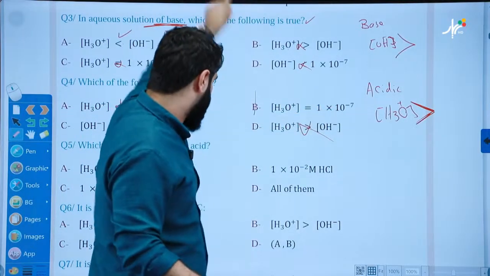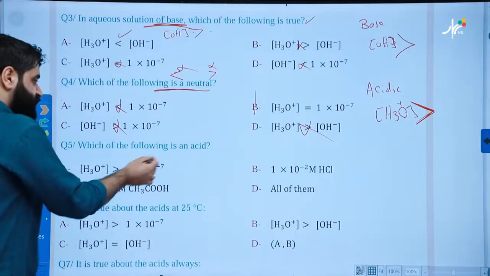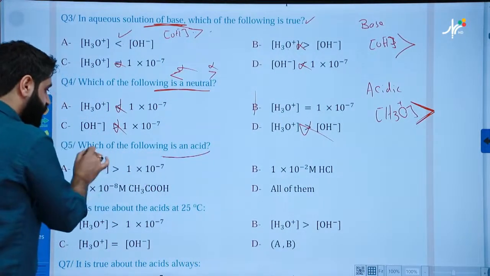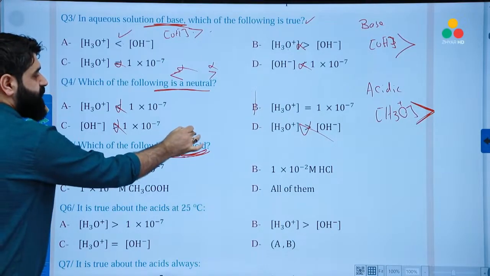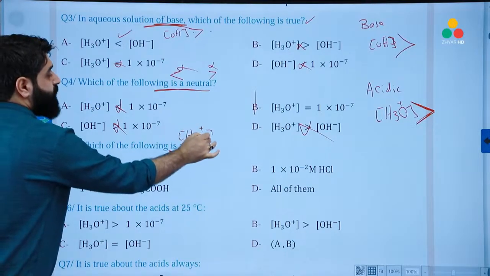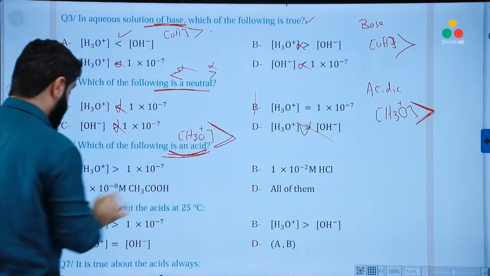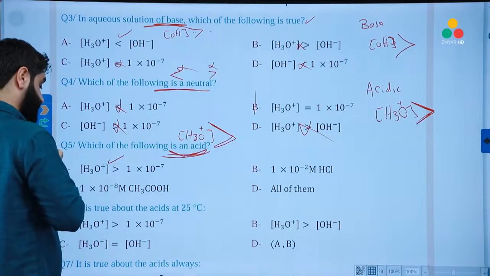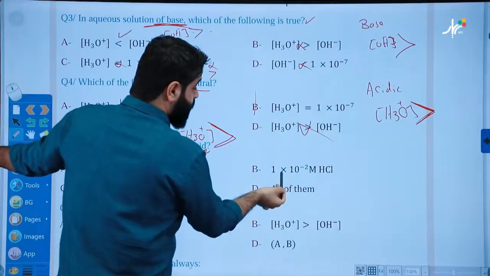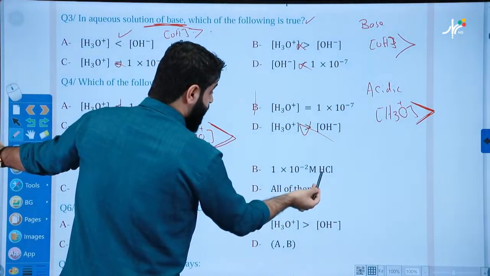Yeah, correct. Which of the following is an acid? Look, acid. It means H3O must be here. Good. H3O is here. Correct. How about this? 1 times 10 to negative 2 molar HCl.